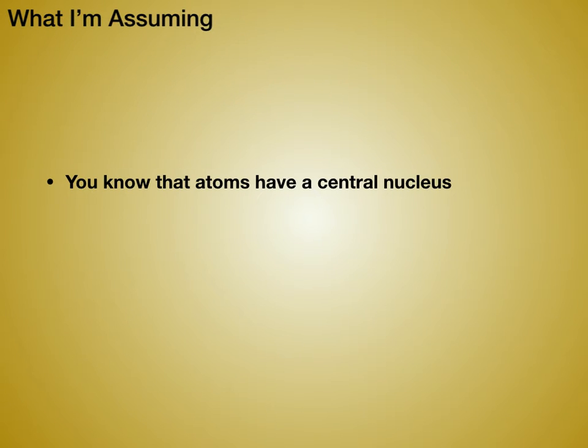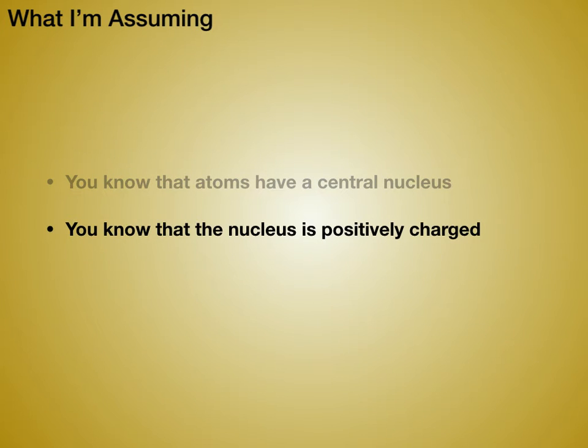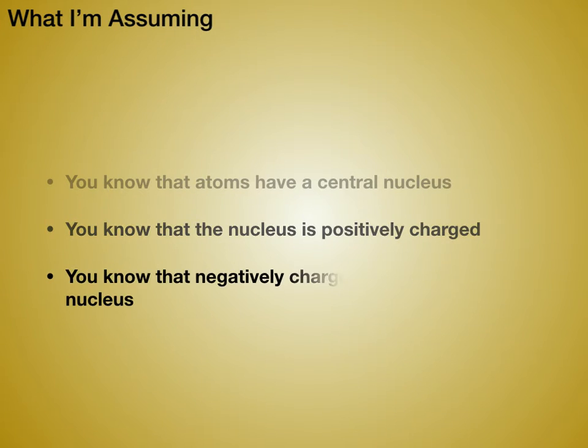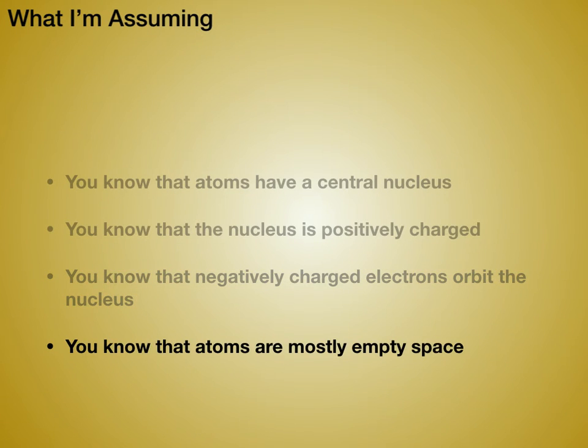I'm going to assume that you know that atoms have a nucleus, the central bit of an atom. I'm going to assume that you know that the nucleus is positively charged. Now, all you need to know about that is that it means it will attract negatively charged things and repel positively charged things. You should also know that atoms also contain negatively charged particles called electrons that orbit the nucleus. Now, the nucleus is incredibly tiny and electrons are even tinier. That means that almost all of the volume of an atom is empty space.